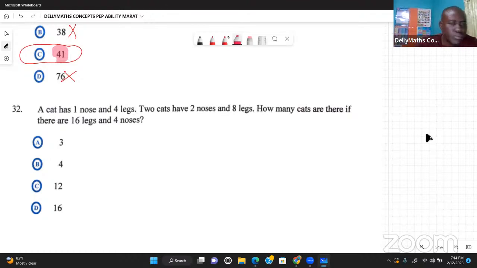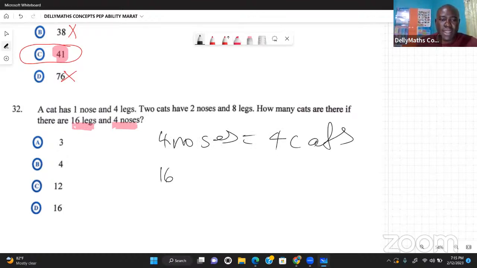Number 32. A cat has 1 nose and 4 legs. So 2 cats have 2 noses and 8 legs. How many cats are there if there are 16 legs and 4 noses? You can do this 2 ways. You can focus on the nose because you're supposed to have 1 nose per cat. So if you realize that you have 4 noses, there must be 4 cats.